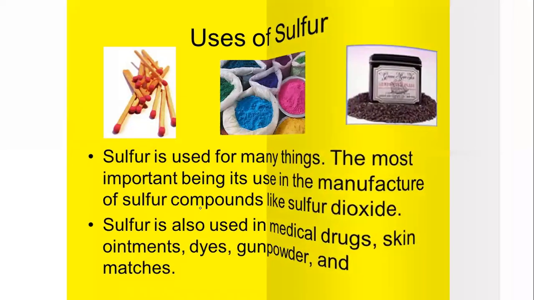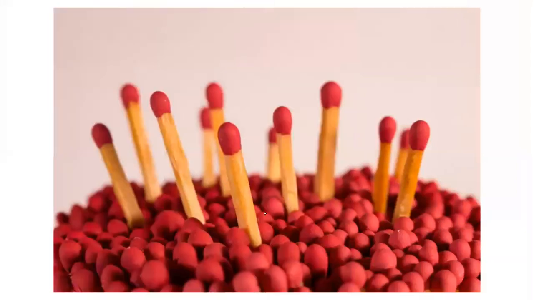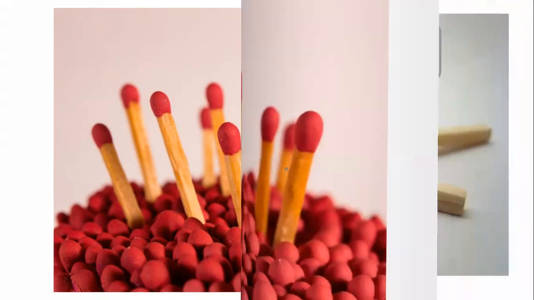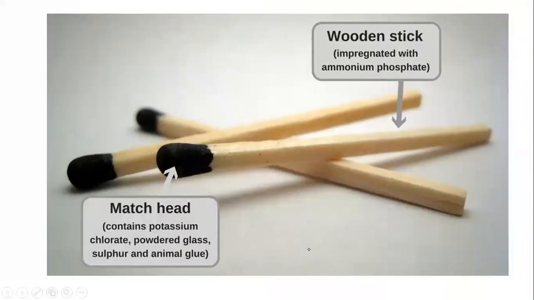The textbook also gives this. Again, the matchstick head contains sulfur, glue and many other elements. When you rub it against the box of matches, due to the friction it gets heated up, and then due to the heat it ignites and produces a flame. Here you can see the match head contains what? Sulfur. Sulfur is present in it. The match head.